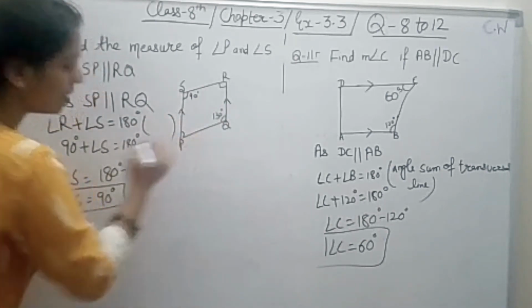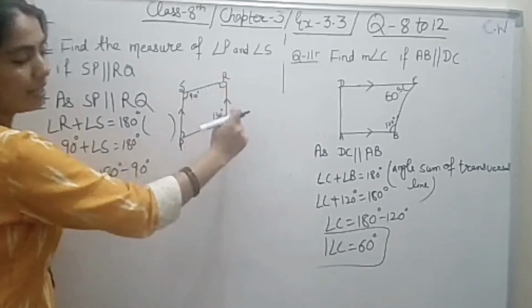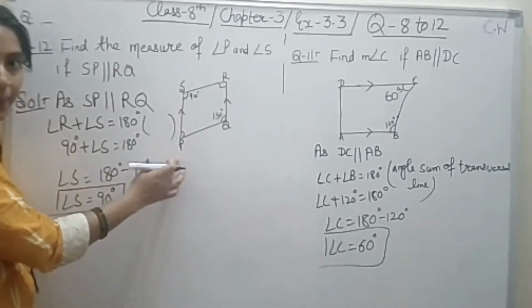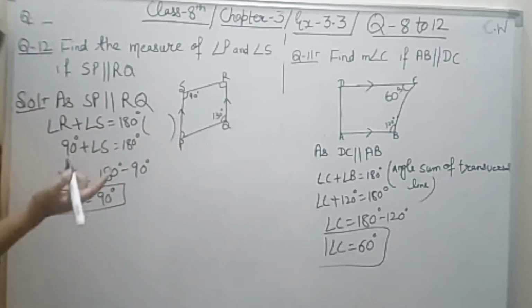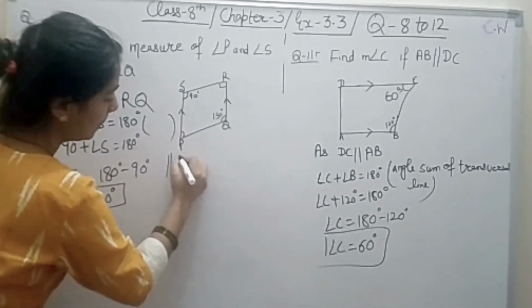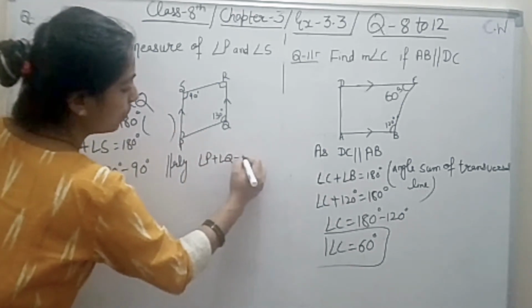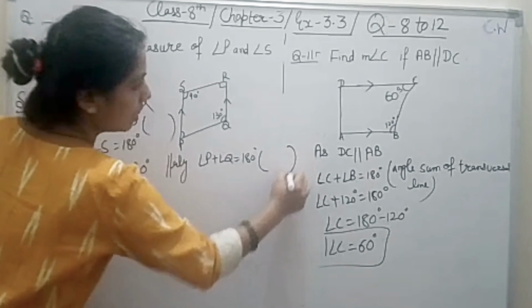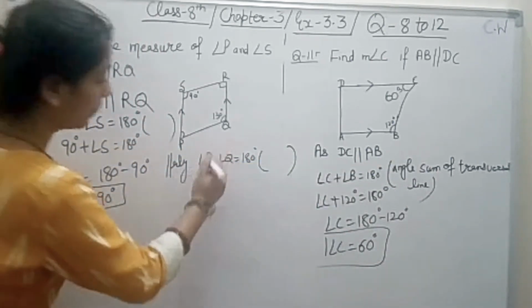Now coming to this angle P. Again these two lines are parallel and this is a transversal line. For this, the interior angle sum should be 180 degrees. So similarly, we will write angle P plus angle Q is equal to 180 degrees. Why? Because of the angle sum of the transversal line. This you can write on your own.